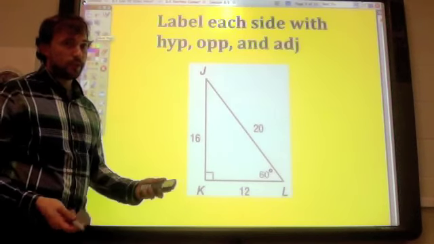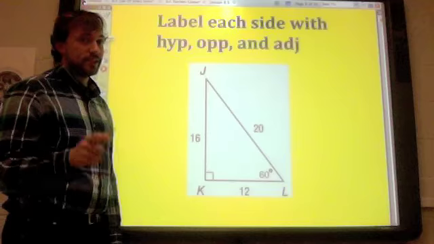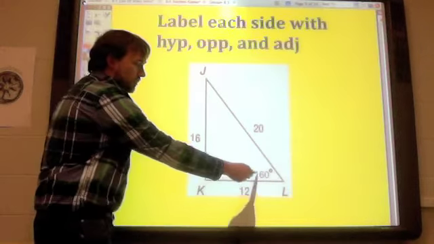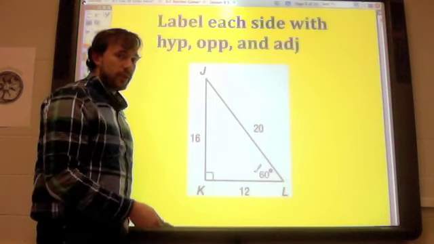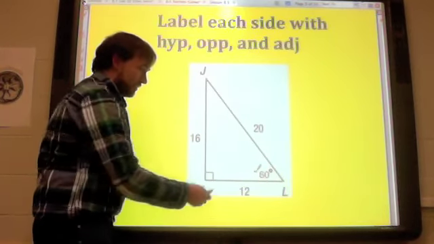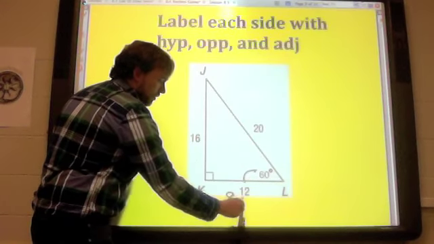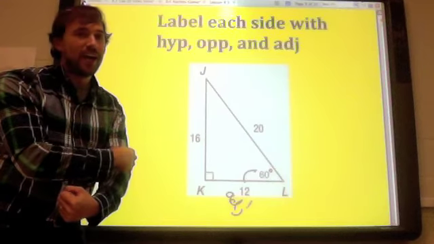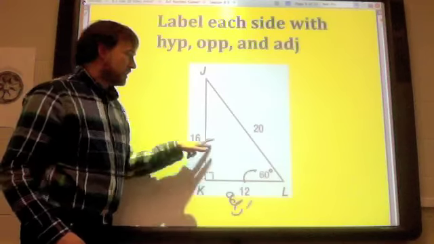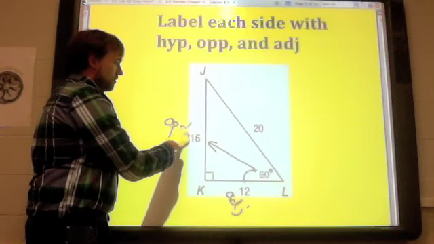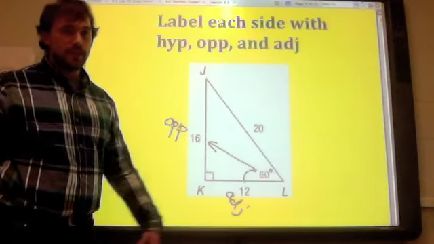Let's just do one more example, just so you understand how to label the sides. It's very important you know how to label the sides. So, looking from my angle, do this really fast. Looking from my angle, my 12 is adjacent to the angle. Right next to it. You can hug him. Give him a nice bear hug. I love you. 60 is opposite. 16 is opposite of my 60.